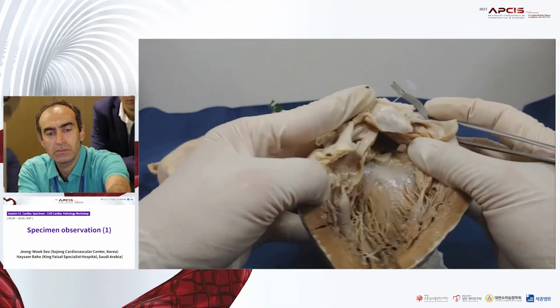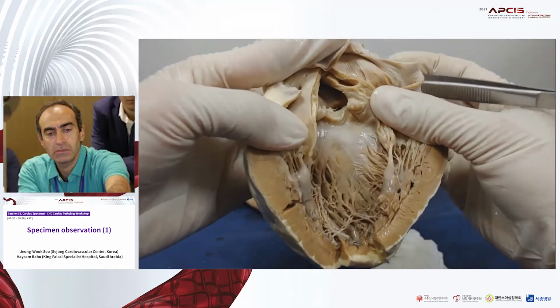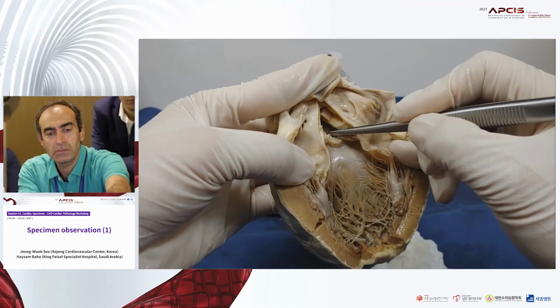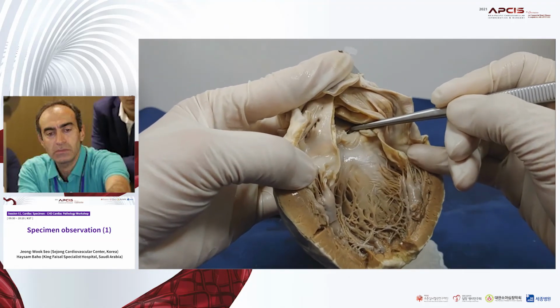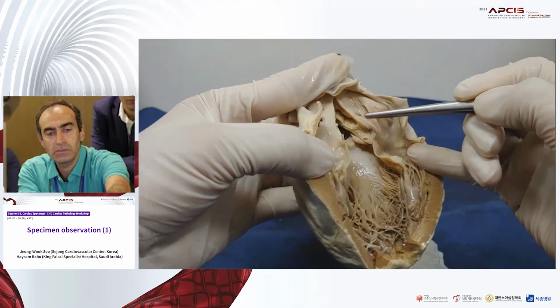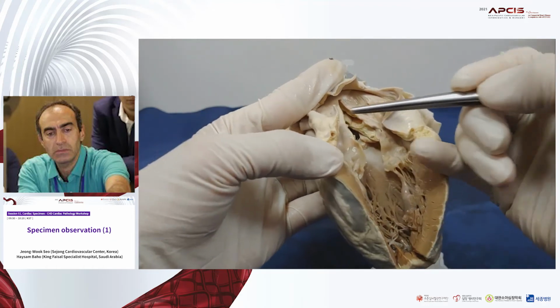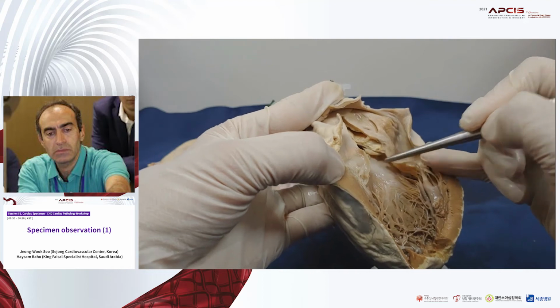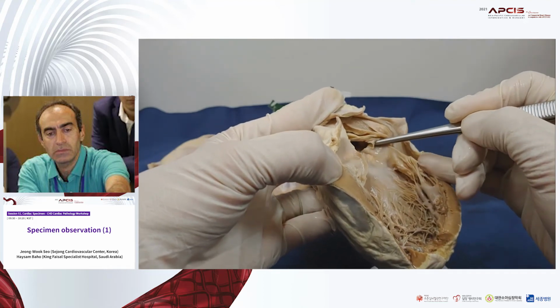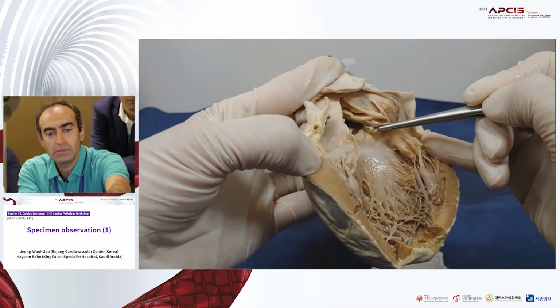Let's open it further to show you the orifice of the coronary artery. Here, let me get it closer. Yeah, so that's the left coronary artery orifice. And here is where the location of the non-coronary cusp would be.